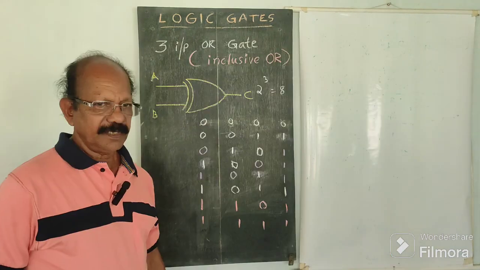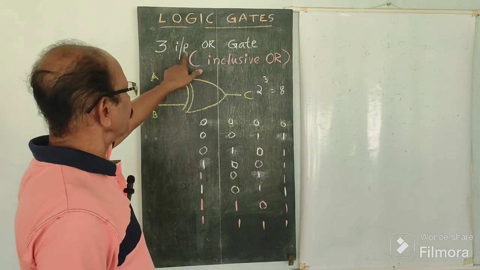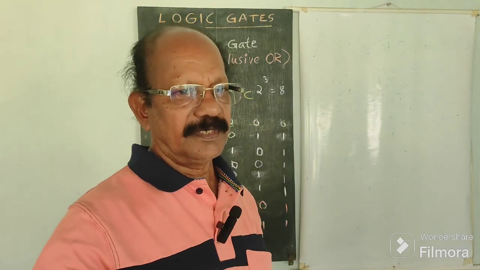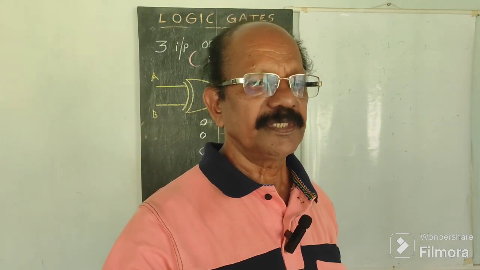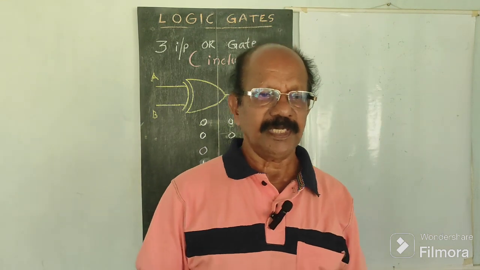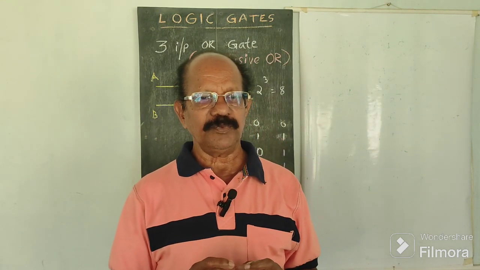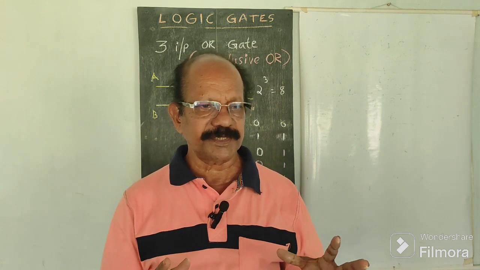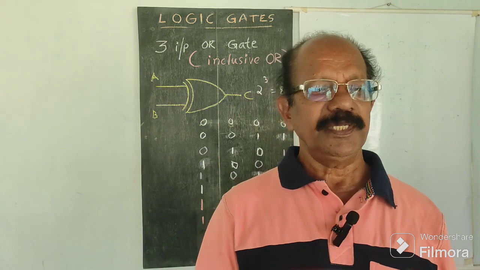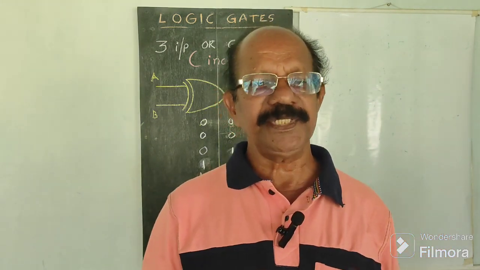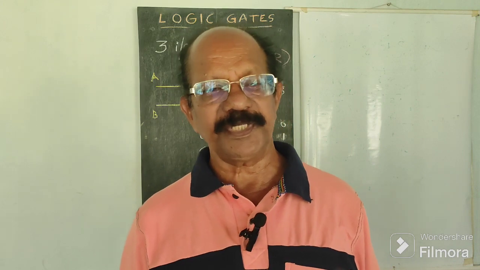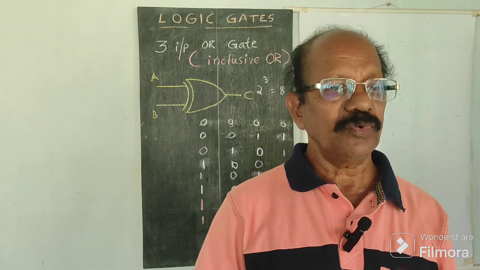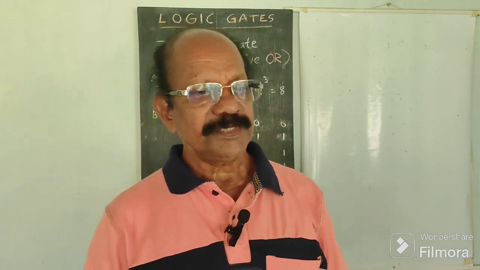Now that is 1 plus 1 with the 3 inputs. The 3 input OR gate means the inclusive OR gate. The electronic symbol for the 3 input inclusive OR gate is shown here. As is usual in logic algebra, the inputs A, B, C, as well as the output X, can have only one of the two values, 0 or 1. We can see the truth table.